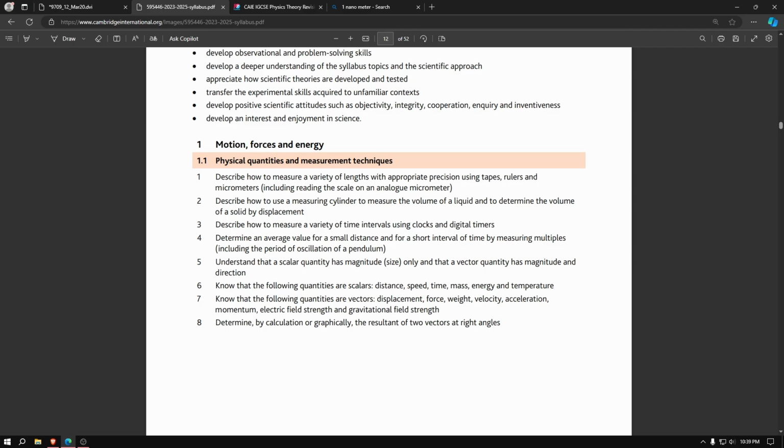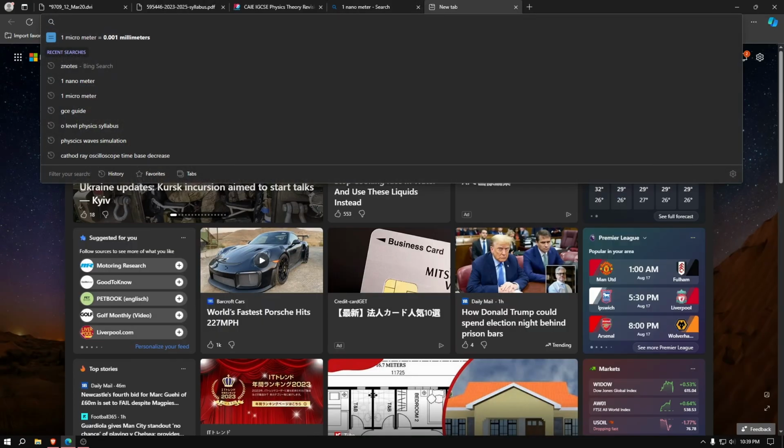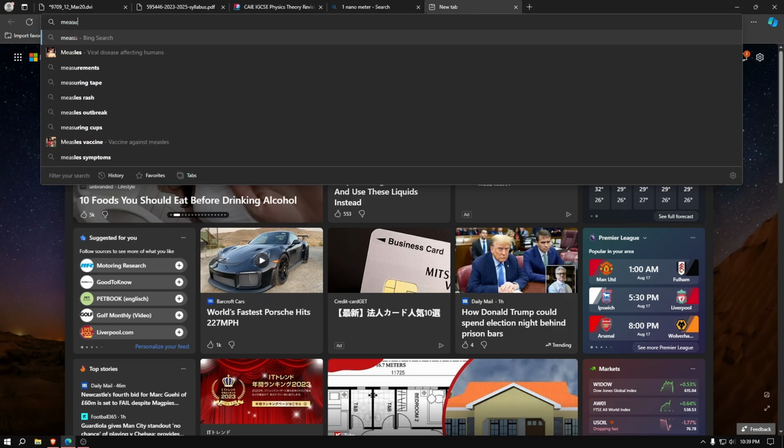Okay, describe how to use a measuring cylinder. So first they're asking you to know how to use this thing, a measuring cylinder, to measure the volume of a liquid, and to determine the volume of a solid by displacement. Okay, very interesting. So, what is a measuring cylinder? We can actually ask Google right now.